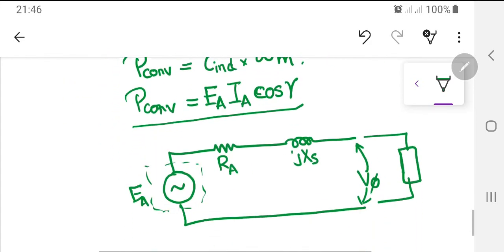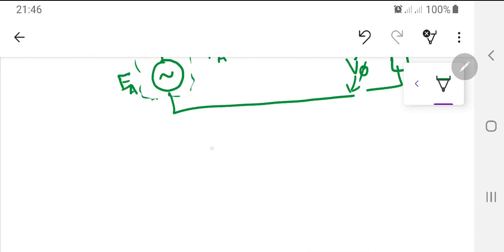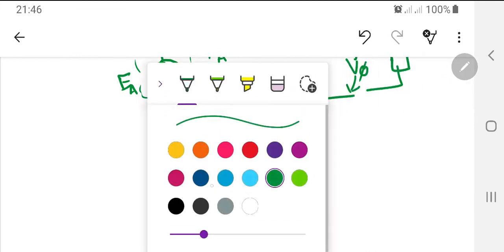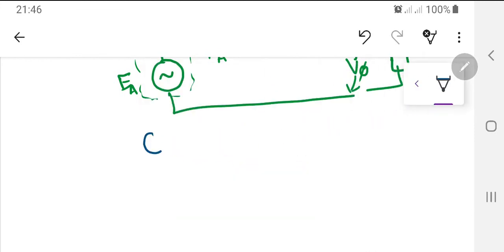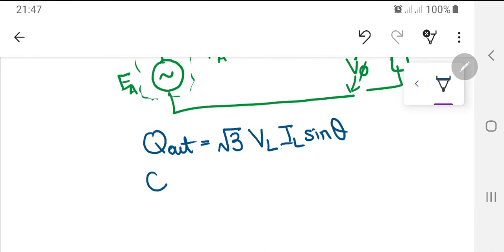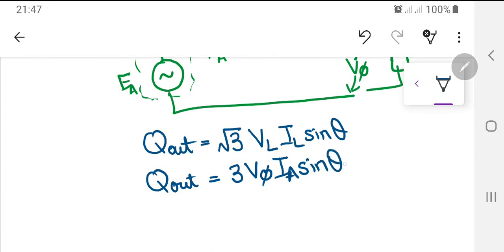Now, a similar equation I want to write for the reactive power. We know the general equation for reactive power Q out is equal to root 3 VL IL, and this time sine of theta. So if I write this reactive power Q, this will be 3 V phase IA sine of theta. Here there is no expression you can substitute for this IA sine of theta.